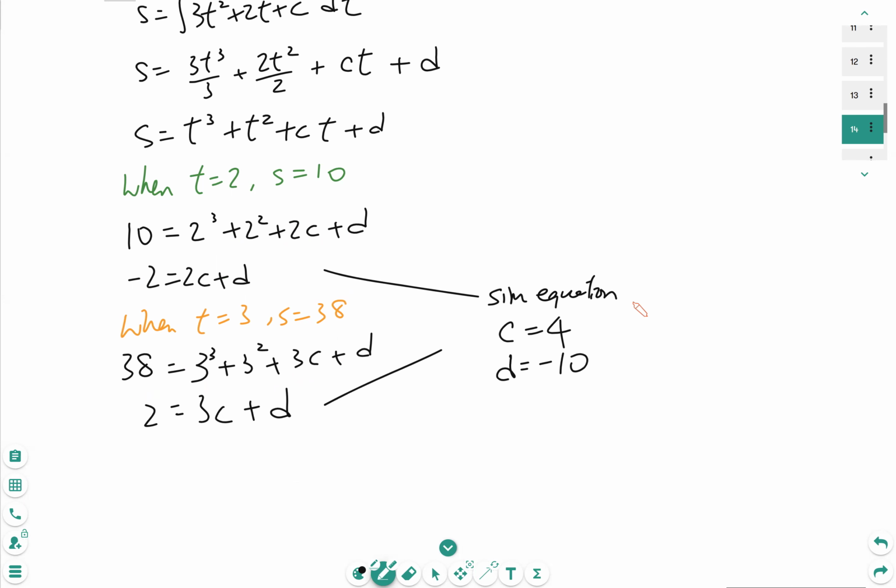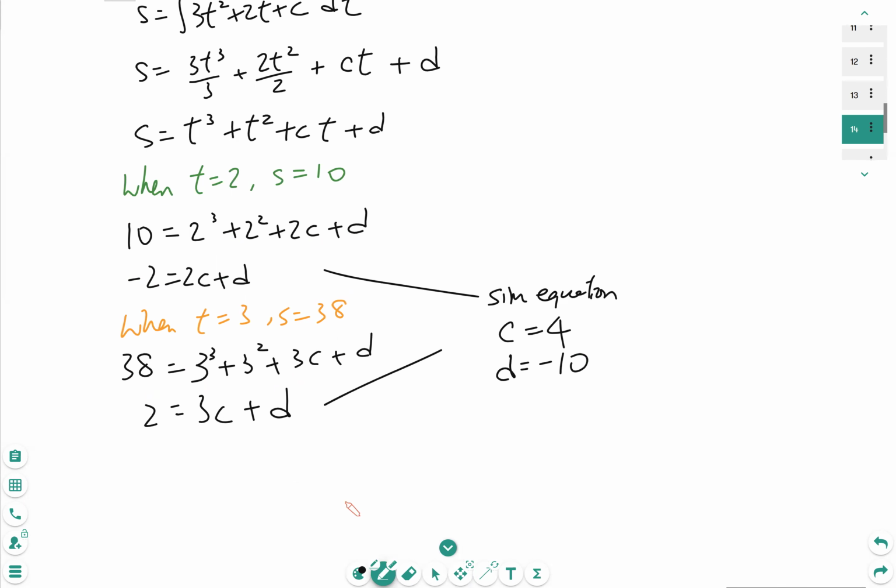Now, if you don't know how to use a calculator with simultaneous equations, you can get a menu and then go to where you normally solve quadratics. You will see a simultaneous equation function. So click in that one and you'll be asked to put in the coefficients of the two variables and the constant term. All right, you should get c equals 4 and d equals minus 10.